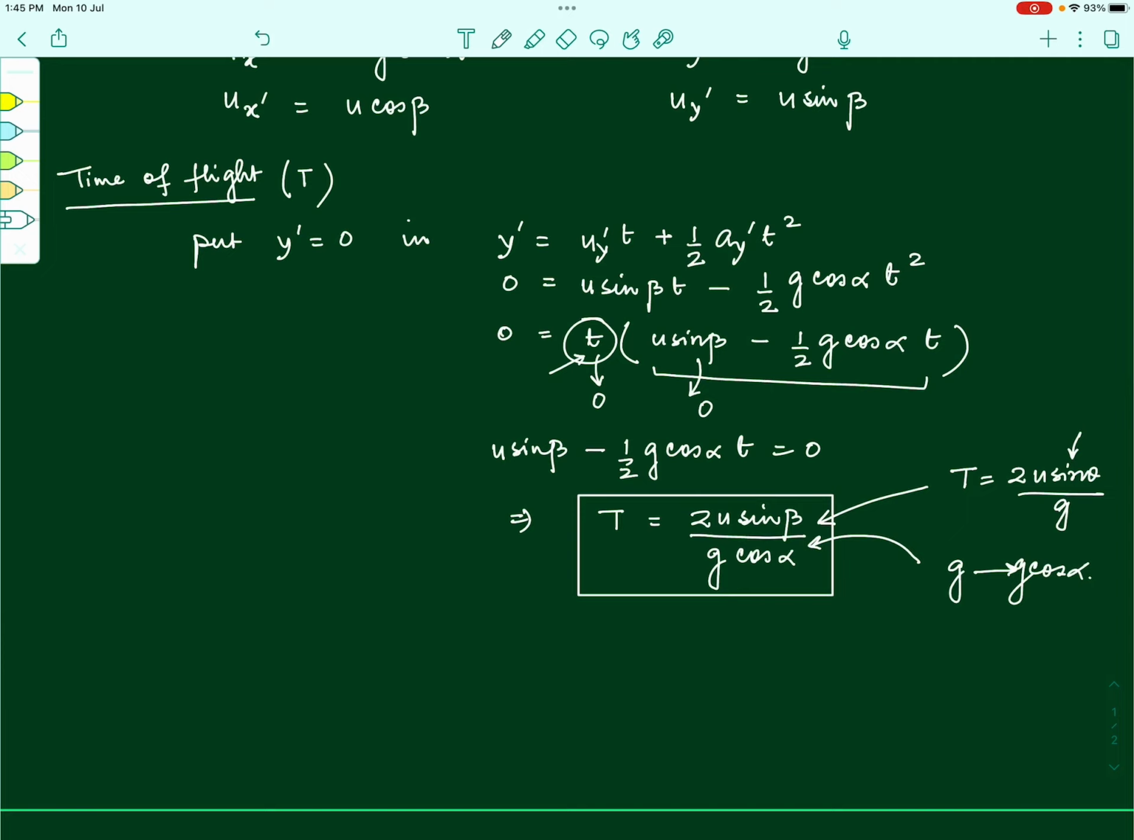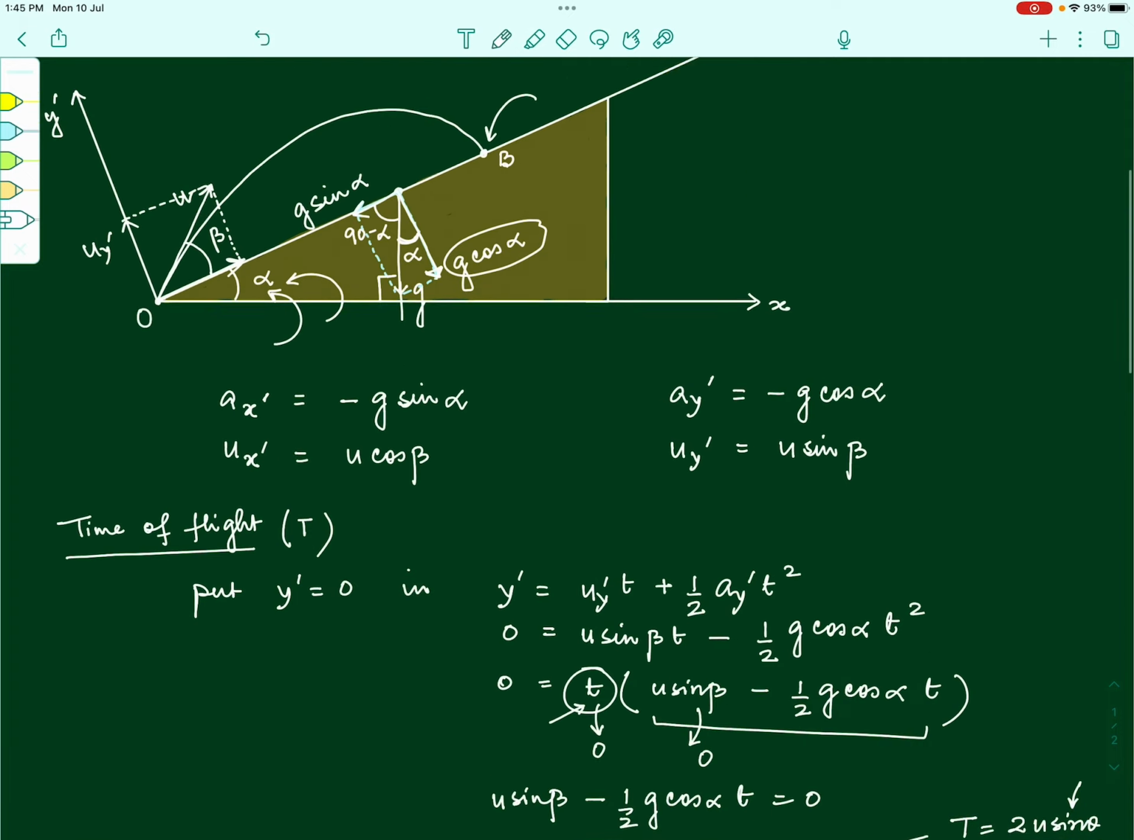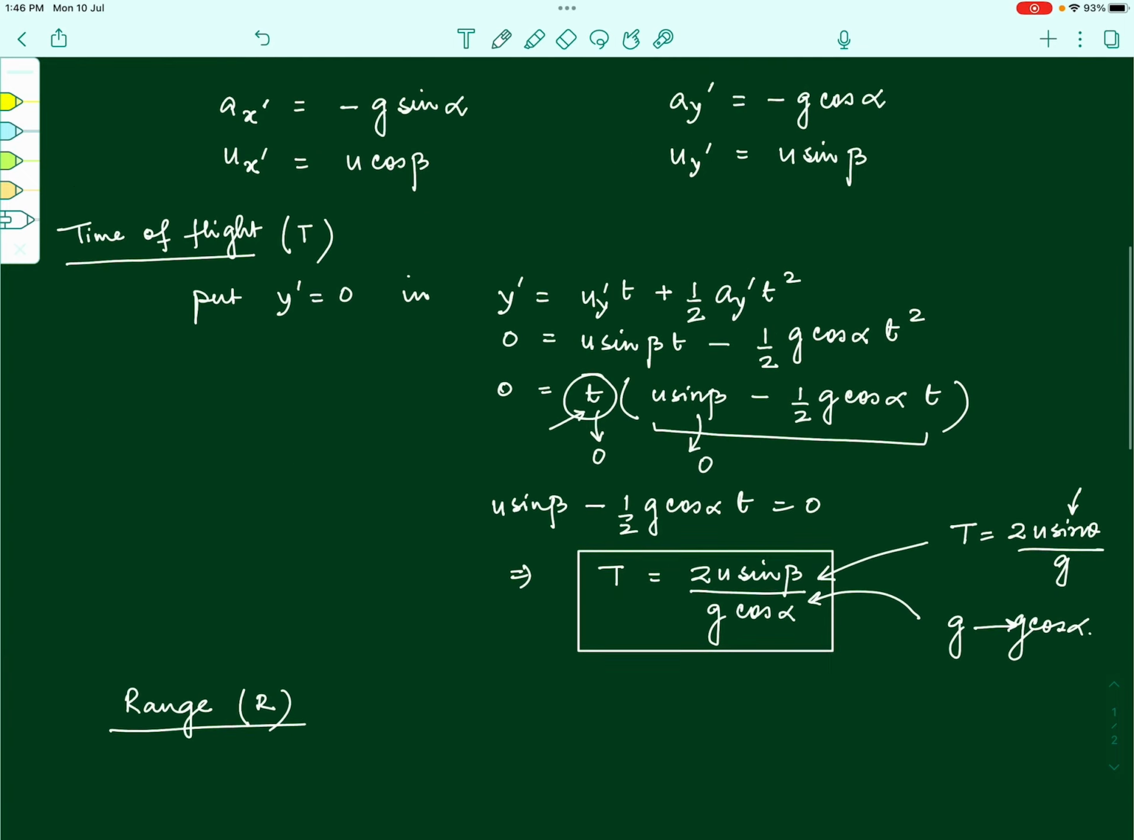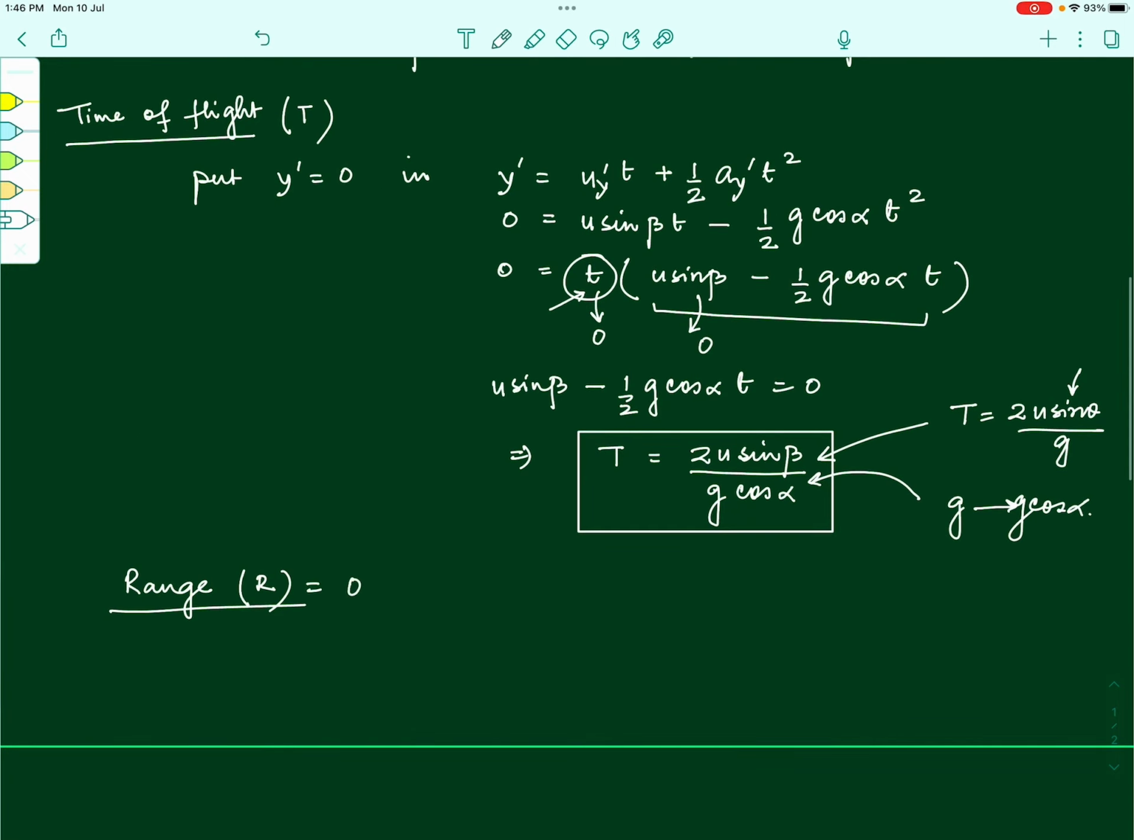Now how to find out the range of this projectile? Range R. What is the range here? Coming back to the figure, the range is the distance between the point of projection O and the point B where the projectile hits the inclined plane. So the length OB is what we are looking for. Range is the length OB.